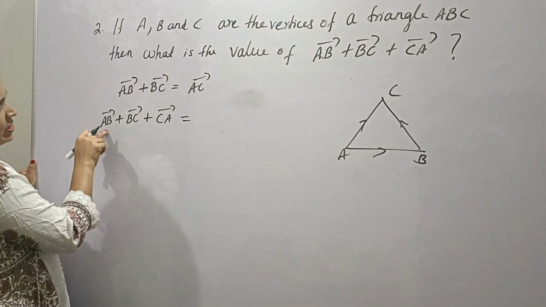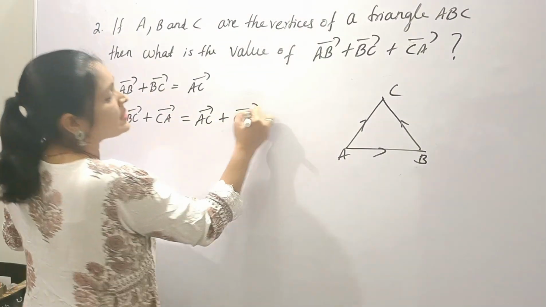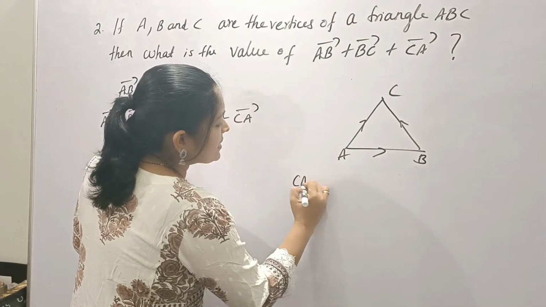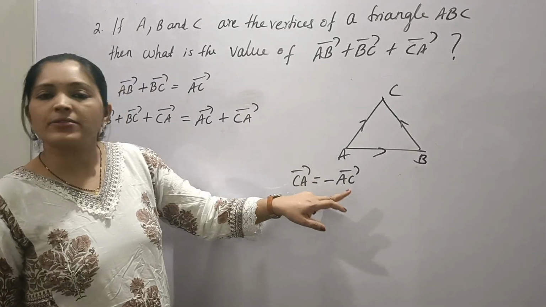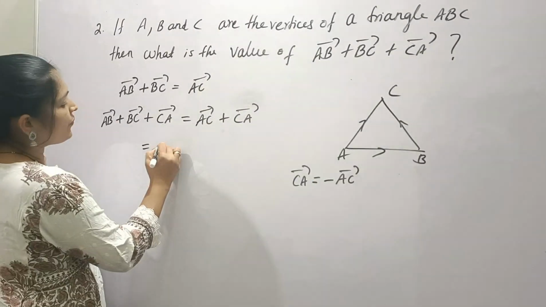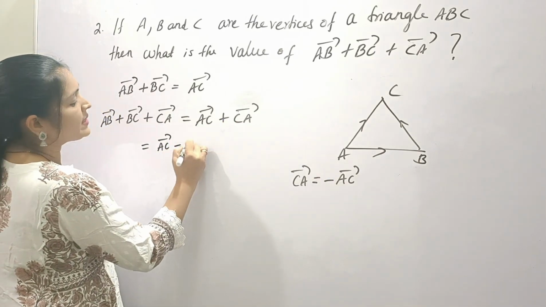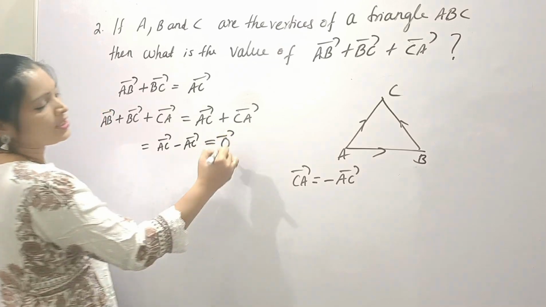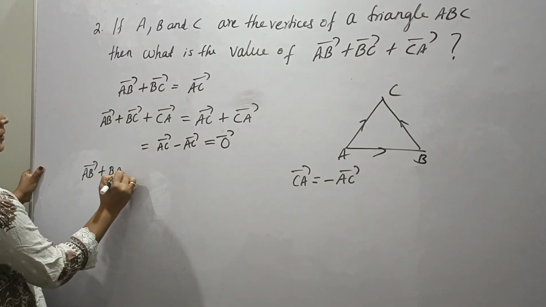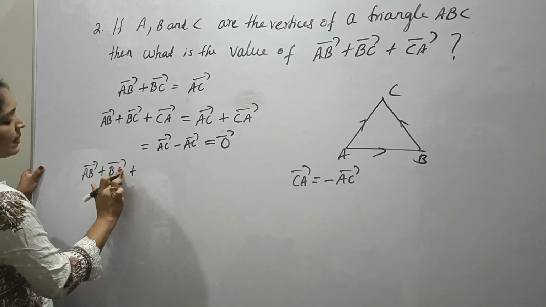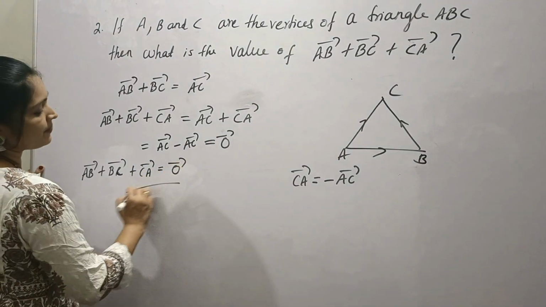That is equal to, see here, vector AB plus vector BC is equal to vector AC. So vector AC plus vector CA. And we know that vector CA is equal to minus vector AC, right? Substitute here. So vector AC plus vector CA is equal to AC minus AC, that is equal to 0 vector. Therefore, vector AB plus vector BC plus vector CA is equal to 0 vector.